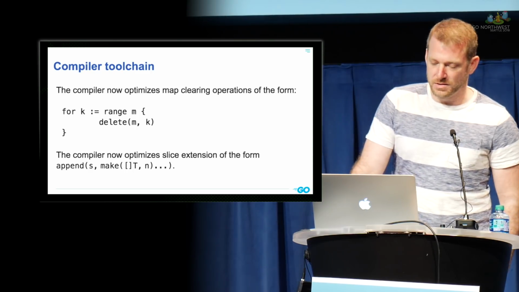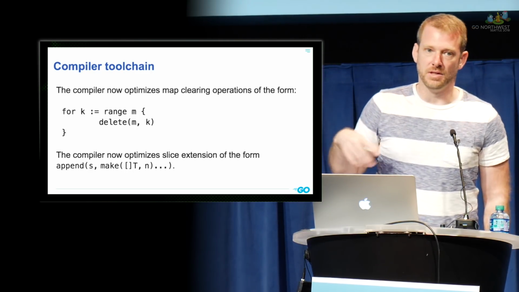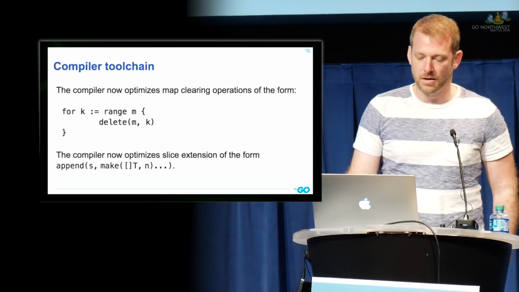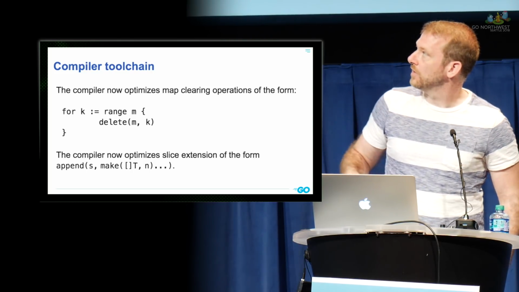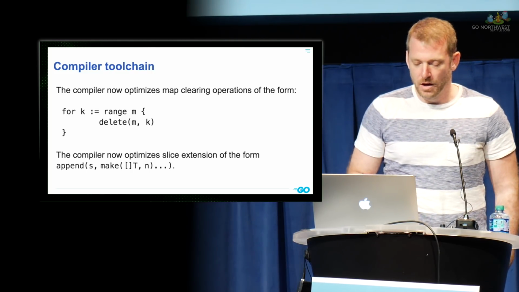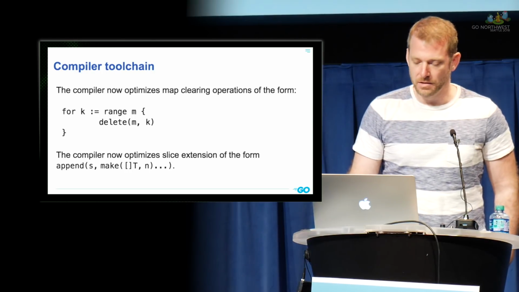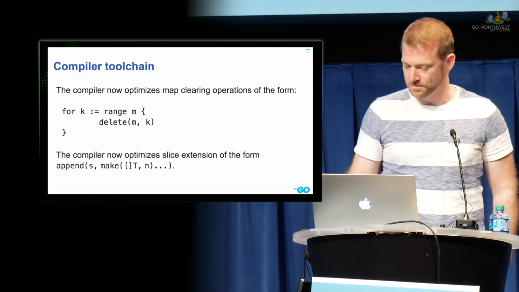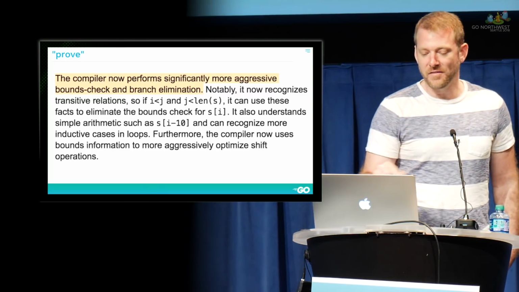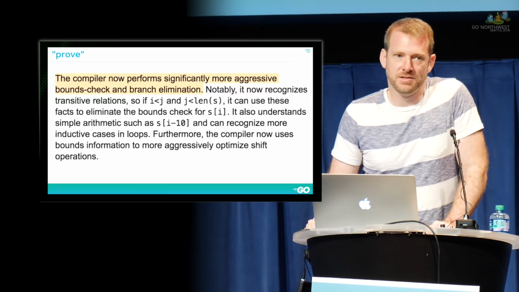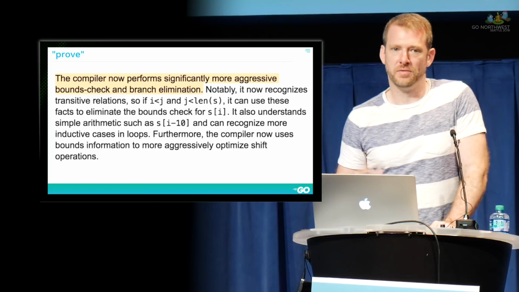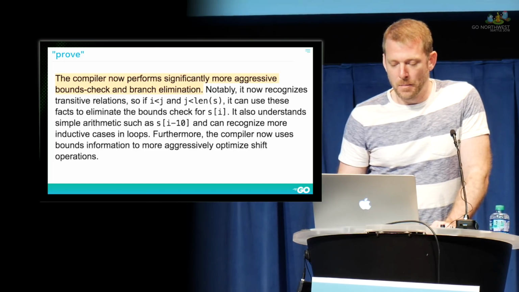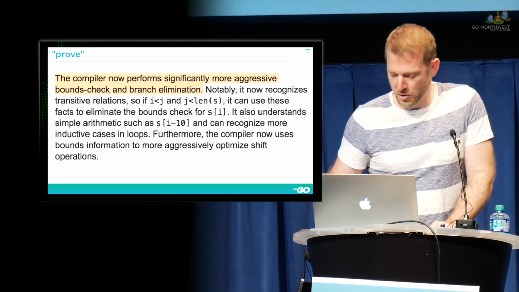The compiler now does some things like recognize this idiom of deleting everything from a map, and except in some cases of like float64 maps, it'll just clear the map instantly. The compiler has maybe a dozen or so of these sort of things it recognizes. But my favorite one is we had a prove pass in the compiler before that proved things to itself, but it got really, really upgraded in Go 1.11.